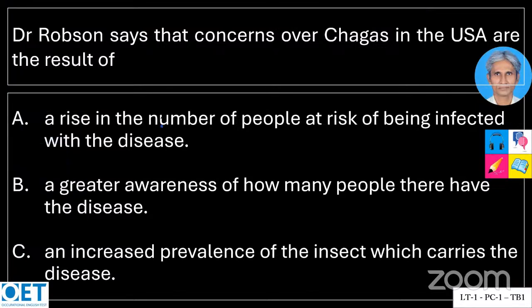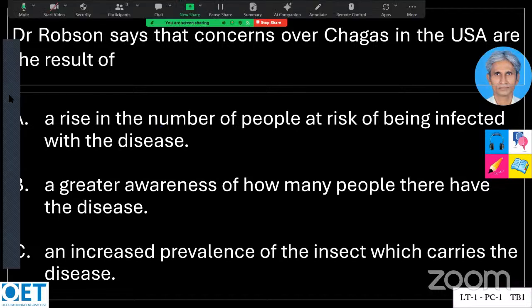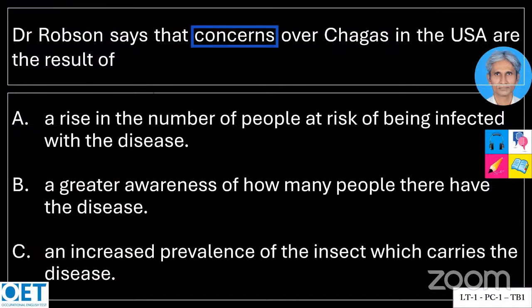Now, what are the important words here? Concerns. Concerns means worries, tensions, problems, difficulties, and all. Result of means result, consequence, effect. That means cause and effect. Like previously, why means because. Because means cause and effect. So study this word. Result means cause and effect.